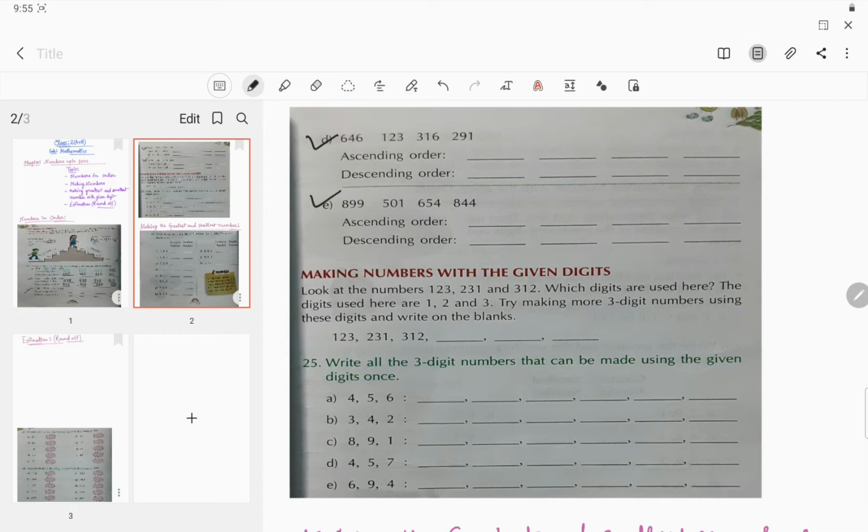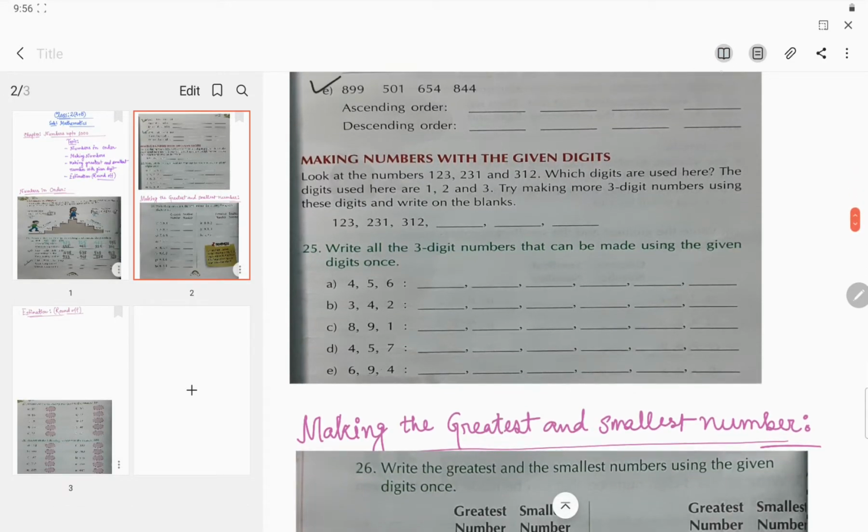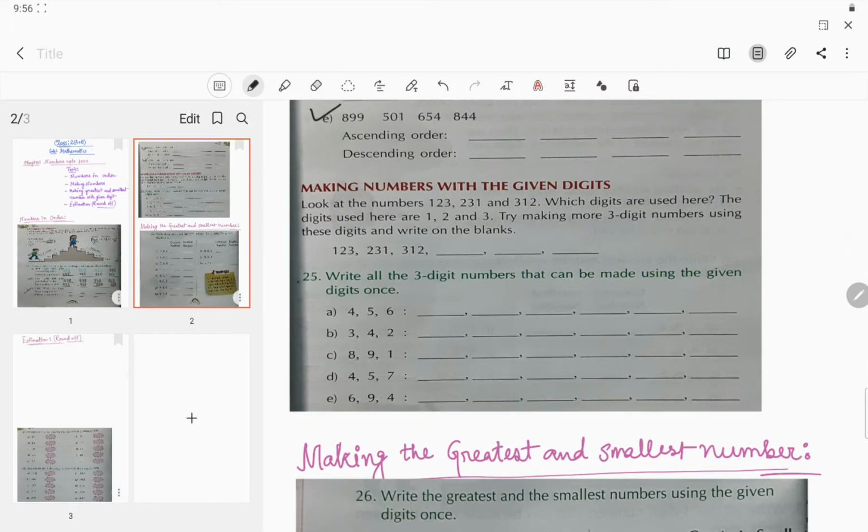Okay, now the next thing, making numbers with the given digits. You have to make the numbers with the given digits. In question 25 the digits are given: 4, 5 and 6. Now we have to make numbers using these digits. So there are how many spaces? 1, 2, 3, 4, 5, 6. So you have to make 6 numbers using 3 digits.